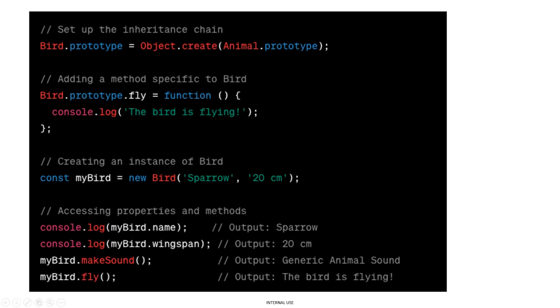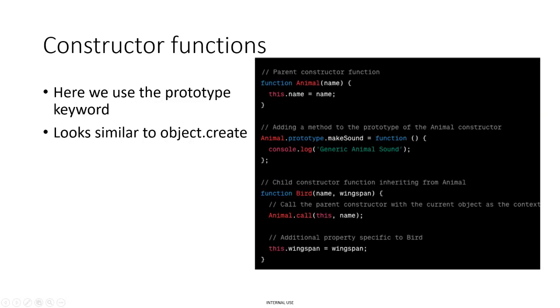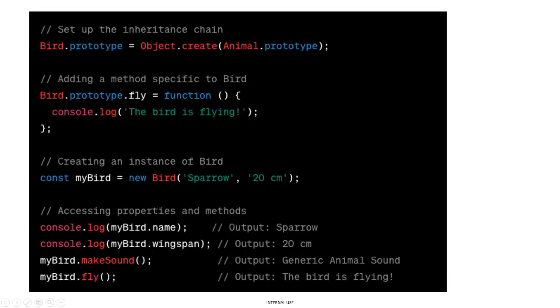Now you can create an object using the new keyword. So I guess another big difference here, instead of using Object.create, you're going to say new Bird. And you're going to pass in the name. You're going to pass in the wingspan. And now you can access the properties, name, wingspan. You call myBird dot notation right there. You have access to this output of generic animal sound. You have access to that because of this setup of the inheritance chain here.